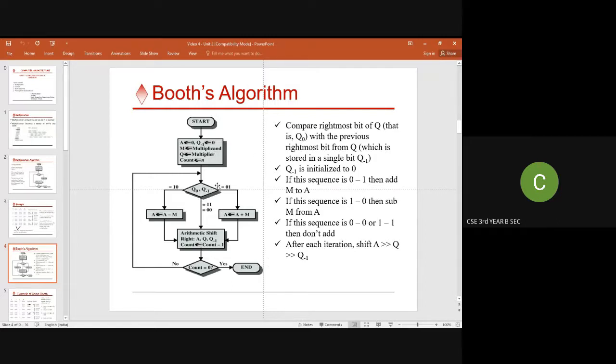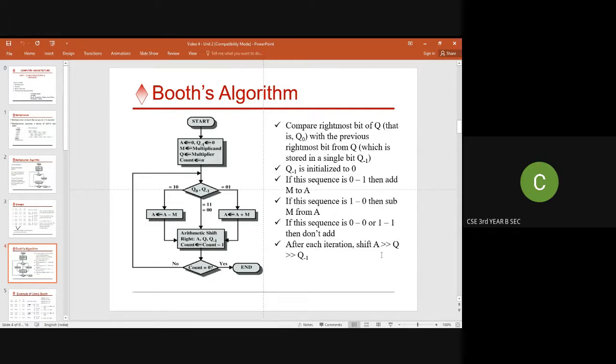By following this flow chart, we have to compare the rightmost bit of Q, that is Q naught, with the previous rightmost bit of Q, which is stored in the single bit Q minus 1. Q minus 1 is initialized to 0. If the sequence is 0 to 1, then add M to A. If the sequence is 1 to 0, then subtract M from A. If the sequence is 0 to 0 or 1 to 1, then we don't add anything.